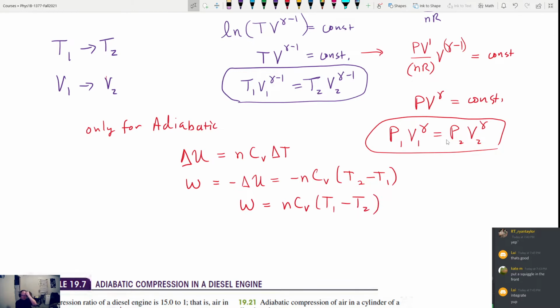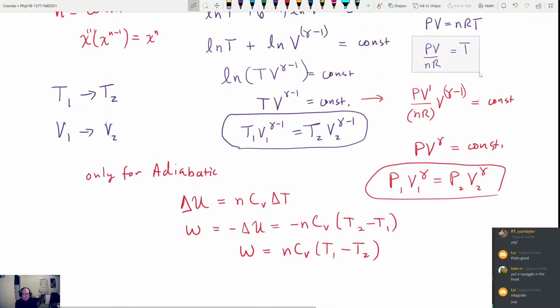And then the last step we want to do here is to use the ideal gas law equation again. So we want to replace the temperature with PV over nR. So then the work done is going to become nCV multiplied by P1V1 over nR minus P2V2 over nR, right?